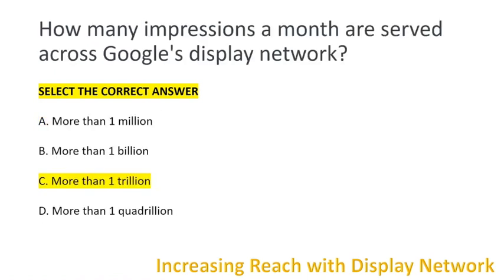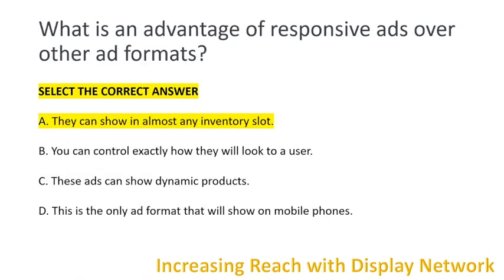How many impressions a month are served across Google's display network? C. More than 1 trillion. What is an advantage of responsive ads over other ad formats? A. They can show in almost any inventory slot.